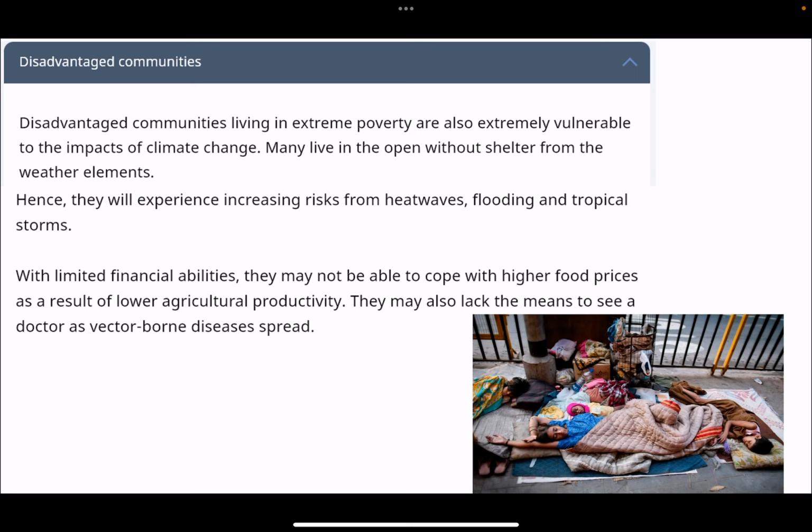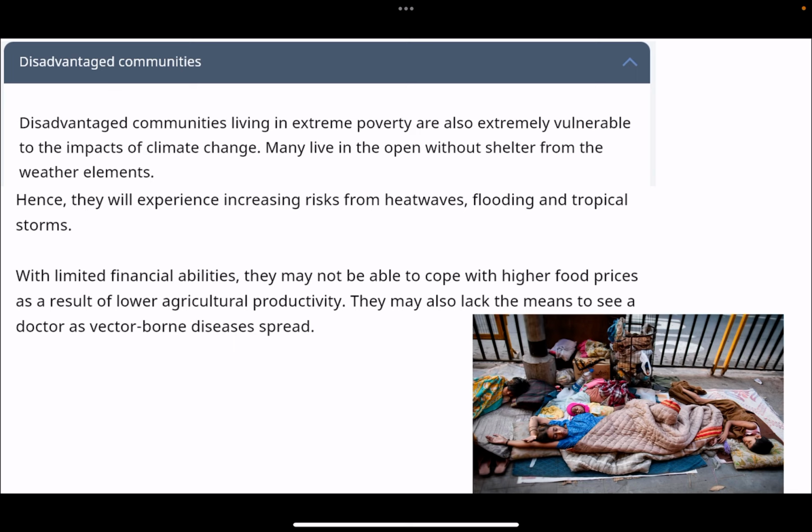Overseas, in terms of heat waves, flooding, tropical storms. When you don't have shelter, when you are living in the streets, what happens when the streets are flooded? Okay, what happens to all of your possessions, right? So with limited financial ability, you will be less able to cope with all these other implications, right? And when you talk about poverty, they are the ones who are hit worse.